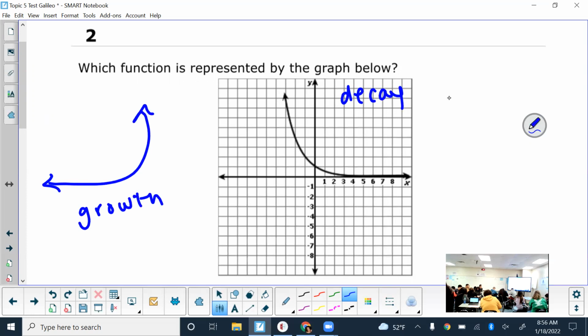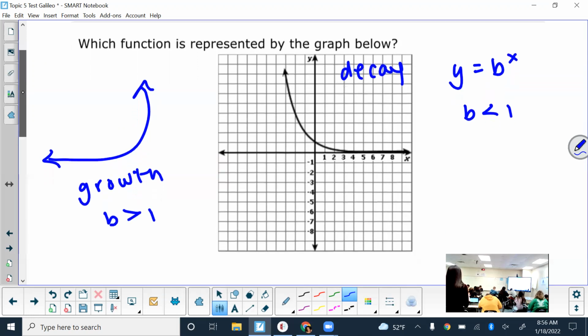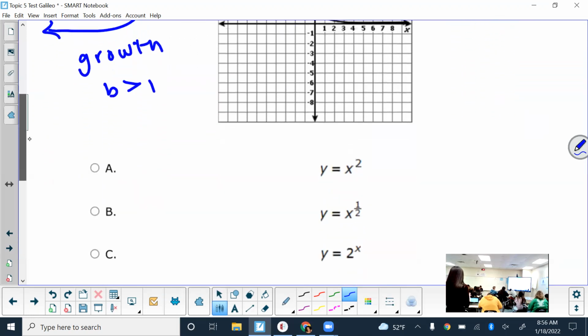When it's decay, so here's your basic formula for exponential functions, should B be greater or less than 1? Less than 1 if it's decay. If it's growth, then B should be greater than 1. So I know that the number attached to the exponent needs to be less than 1 since we're talking about decay. So look at the answer options.